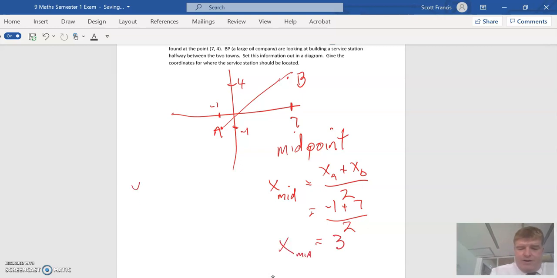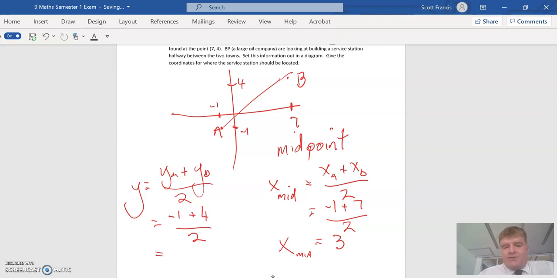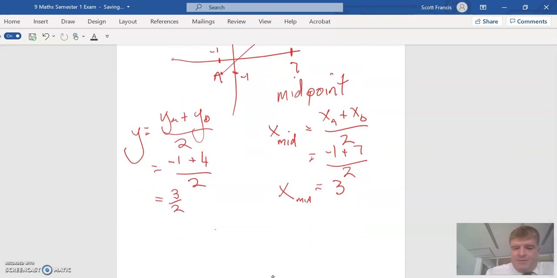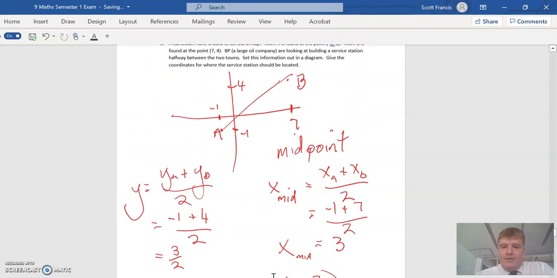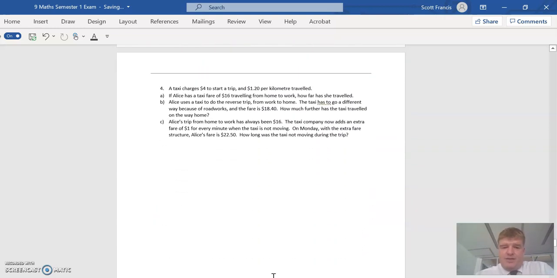Let's do the same thing for the y over here. It's going to be ya plus yb divided by 2. So our points are negative 1 and 4. Negative 1 plus 4 divided by 2. Negative 1 plus 4 is going to be 3, divided by 2. So the y is going to be 3 halves. So the point is going to be 3, 3 over 2, or 1.5. And that's where the service station should be built between the two towns.